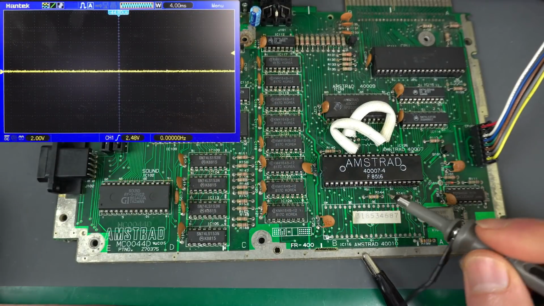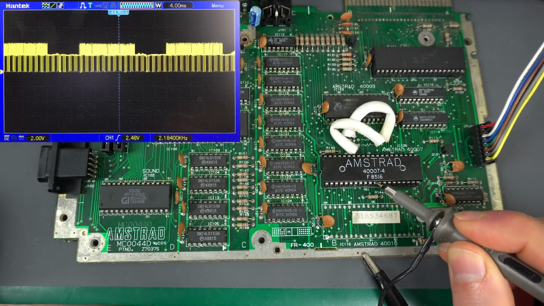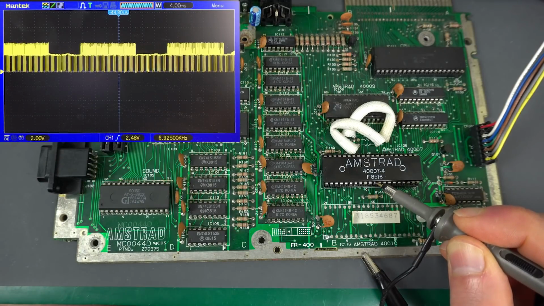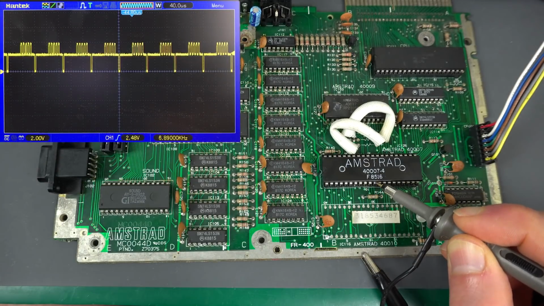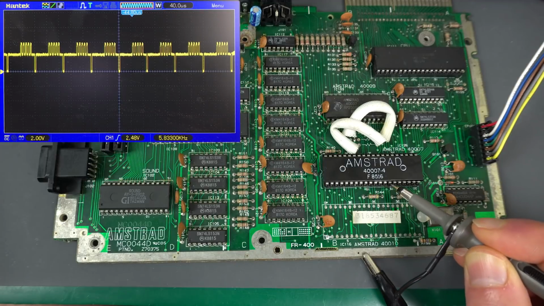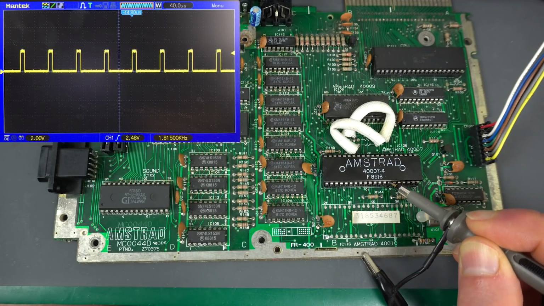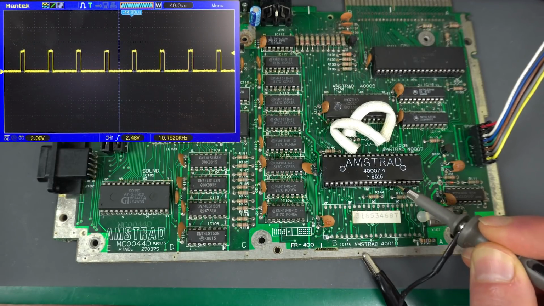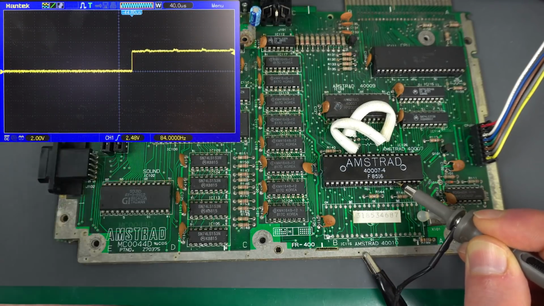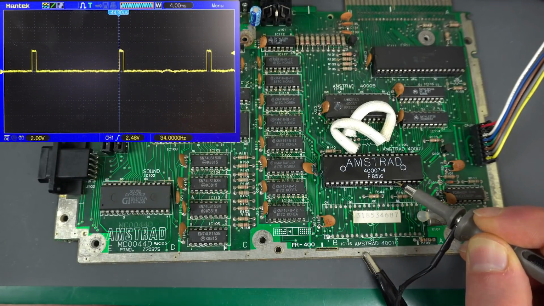Okay, and let's look again at pin 11. Okay, that same weird thing. That is really weird. And pin 14, same thing. And pin 15 for the vertical sync, same thing and same weird spacing frequency.